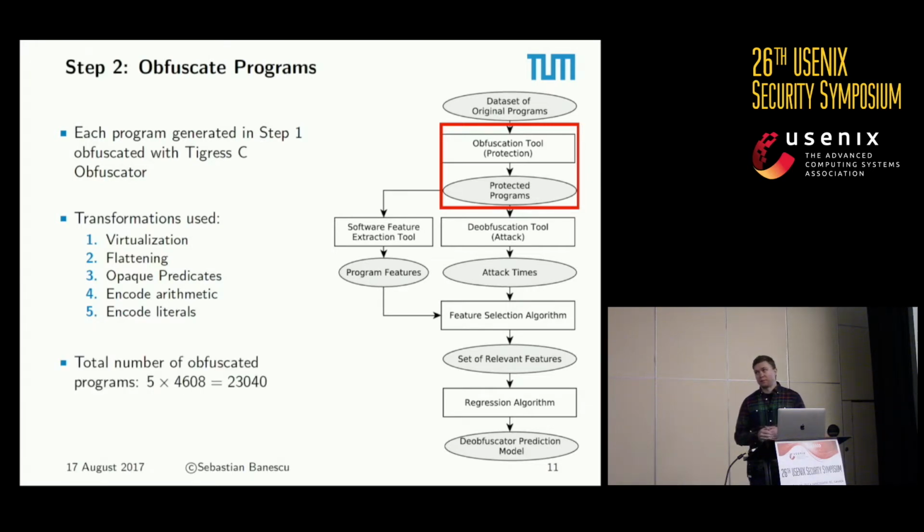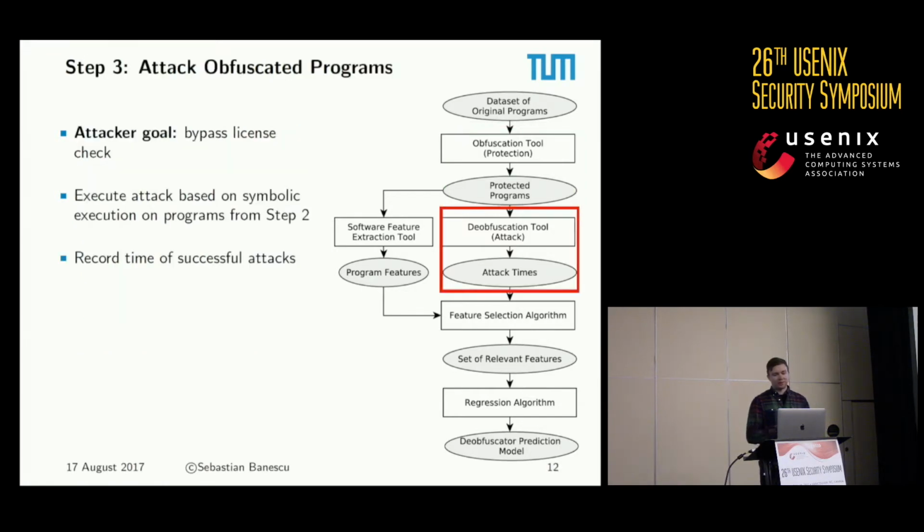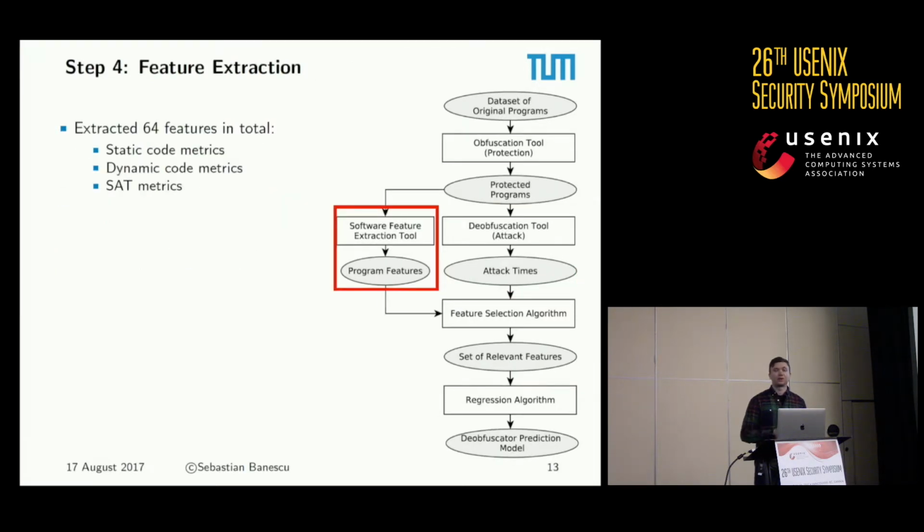By obfuscating each of the programs obtained in the first step, we obtain a bit over 23,000 obfuscated programs, which in the subsequent step we attack using the symbolic execution attack of extracting the license key from each of these programs. And we recorded the time needed for each of these attacks. In parallel, we also extracted program features from these obfuscated programs, and in total we had 64 features, including static code features such as cyclomatic complexity, number of lines of code, and so on, dynamic code metrics such as memory usage, execution time, and so on, and SAT metrics.